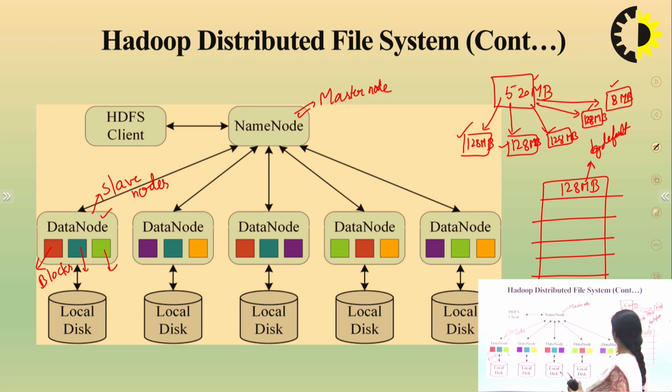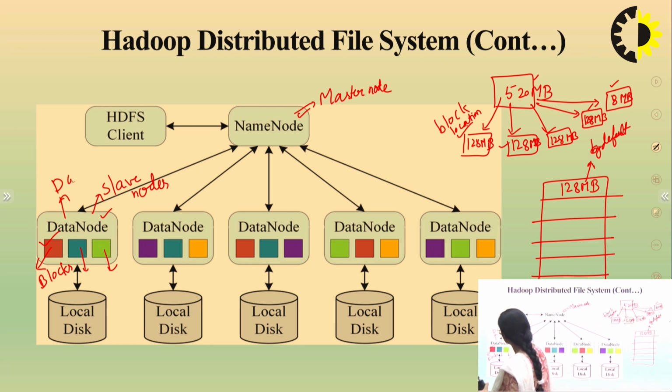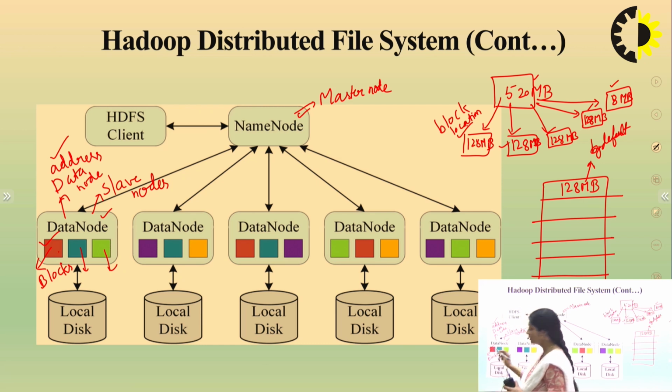The file is stored, or 128 MB of data is stored in this block. The next 128 MB is stored in another data node. The next 128 MB is stored in another data node. Now these block locations, or these data node addresses, and these block IDs will be stored in the name node, in the namespace.